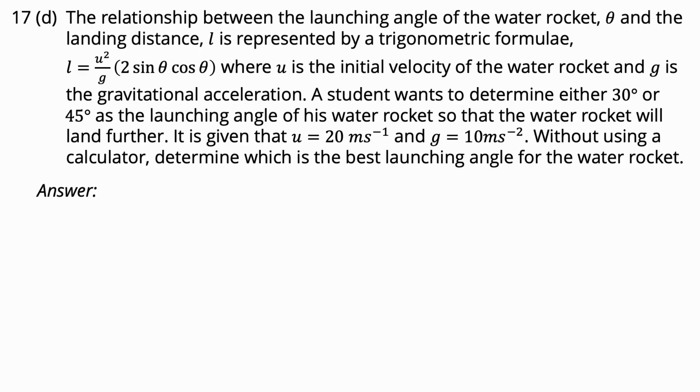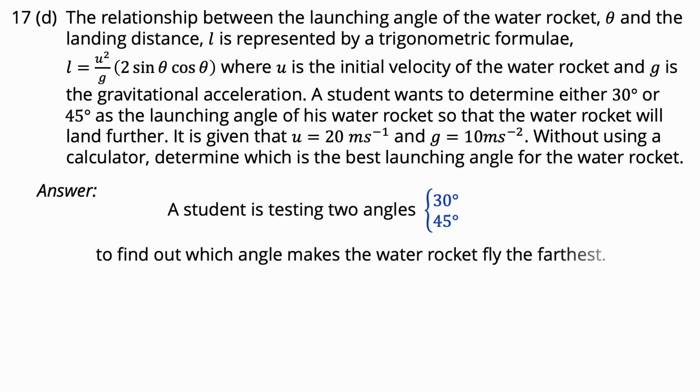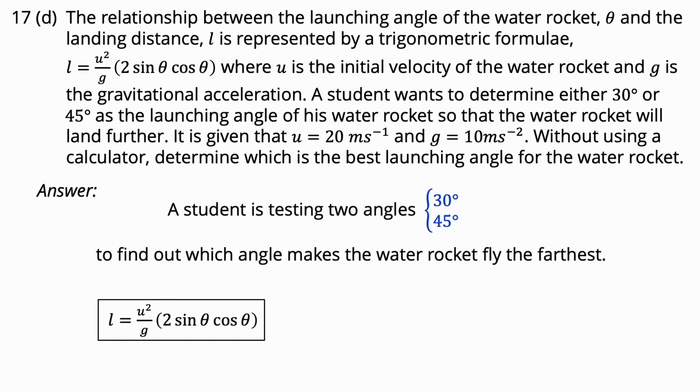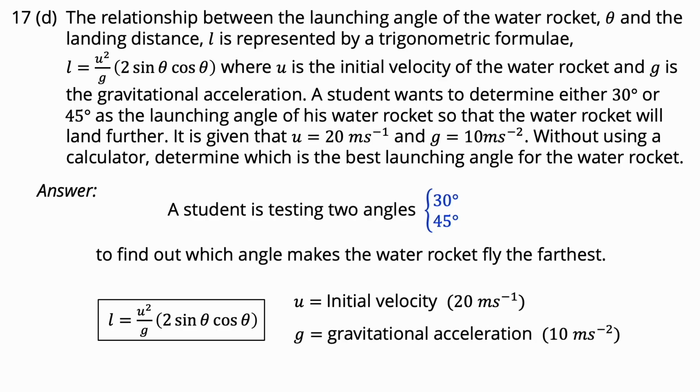D. A student is testing two angles, 30 degrees and 45 degrees, to find out which angle makes the water rocket fly the farthest. A formula is given to find how far the rocket flies: L equals u squared divided by g, times 2 sine theta cos theta, where u is the initial velocity, 20 meters per second, and g is the gravitational acceleration, 10 meters per second squared.